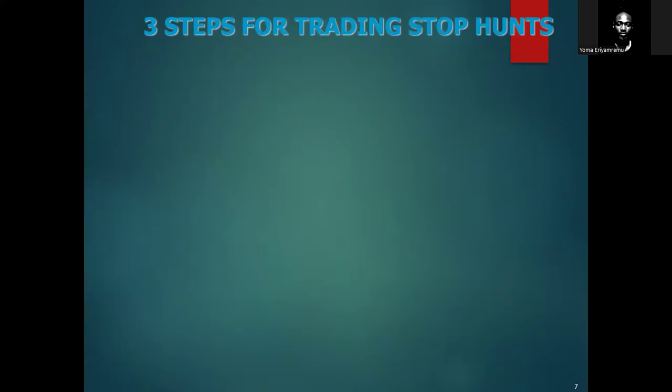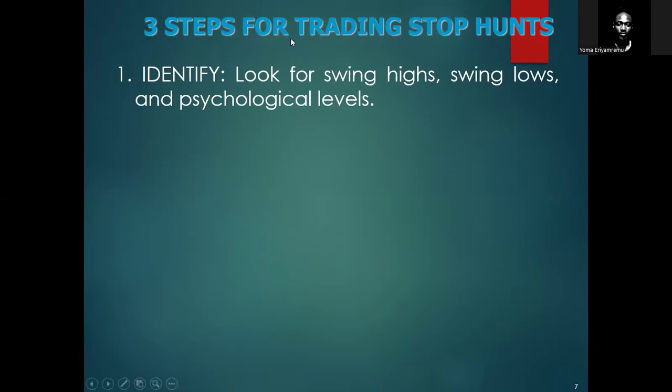So in the next section, we are going to be looking at steps for trading stop hunts. The first step in trading stop hunts is for you to identify the key levels, the key areas they are likely to have the stop hunt. So you look for swing highs or swing lows. Also look for psychological levels in the market, just like we showed you. When you look for those swing highs and swing lows, you can understand what the market is doing, and then wait for the stop hunt to occur.